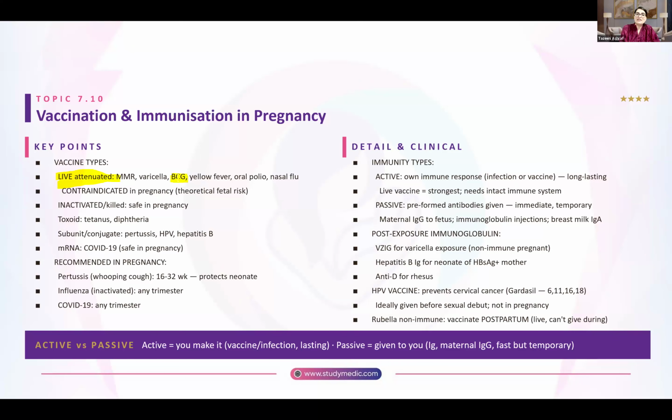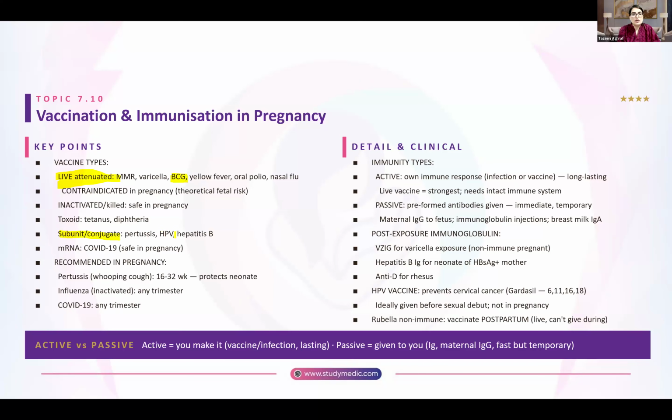Then there are inactivated or killed vaccines. Something we have to remember is that these vaccines we can give in pregnancy. The inactivated vaccines are toxoids: tetanus, diphtheria. Subunit and conjugate vaccines include pertussis, human papilloma virus, and hepatitis B.